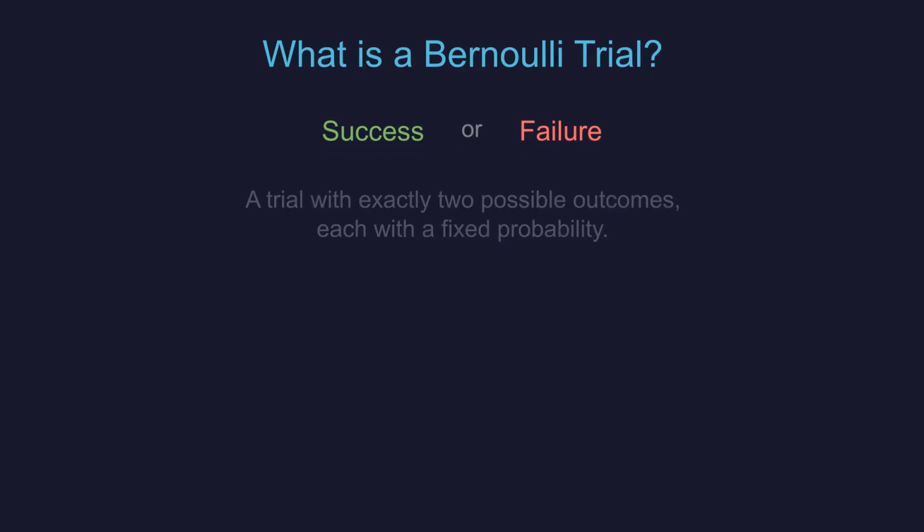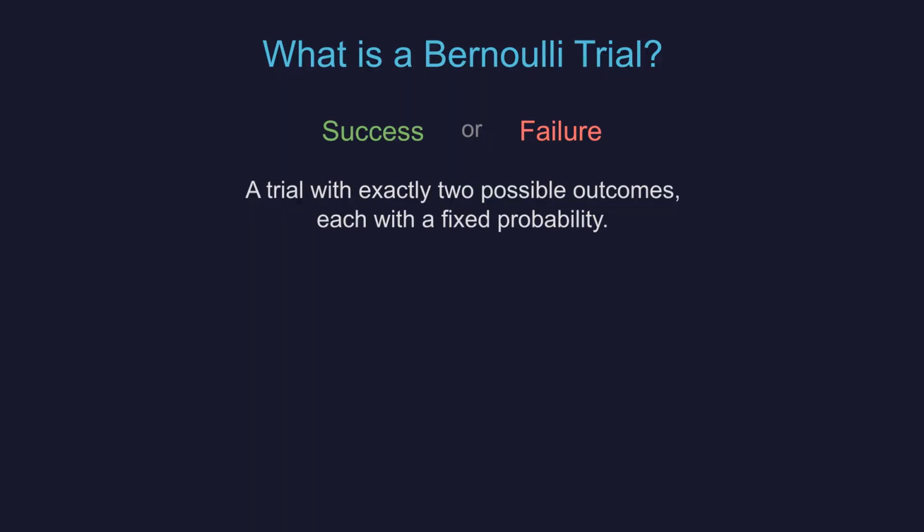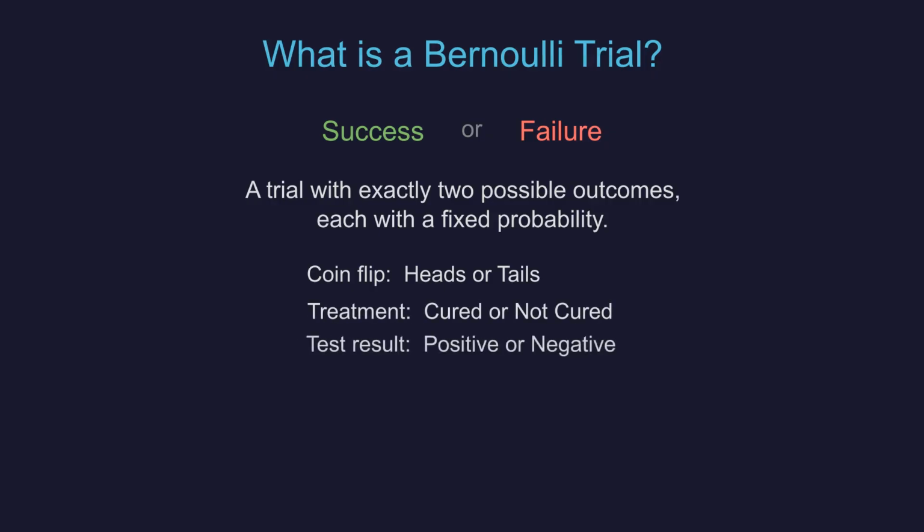A Bernoulli trial is an experiment with exactly two possible outcomes, success or failure. Think of flipping a coin, treating a patient, or running a diagnostic test. Each has only two outcomes, and the probability stays the same each time.